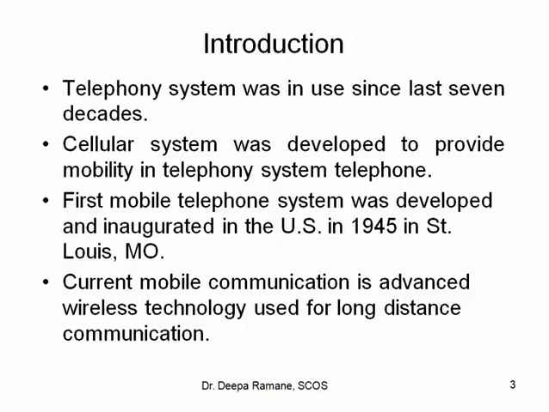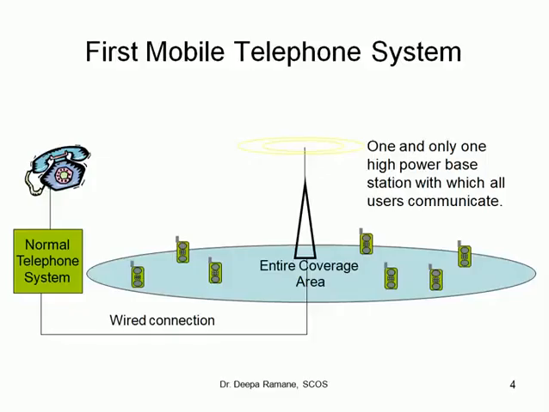Cellular system was first developed in 1945 in St. Louis. Today's communication is advanced wireless technology useful for very long distance communication. See, this is your first mobile telephone system, where there is only one very high power tower controlling very few devices, and that too in a limited area. This tower is connected through a wire to the public switching telephony network, which was a proven technology.